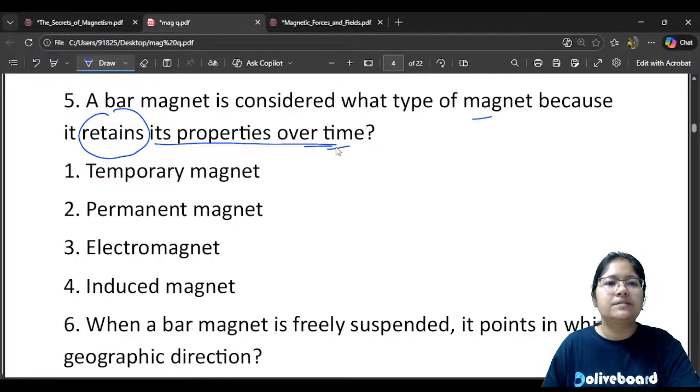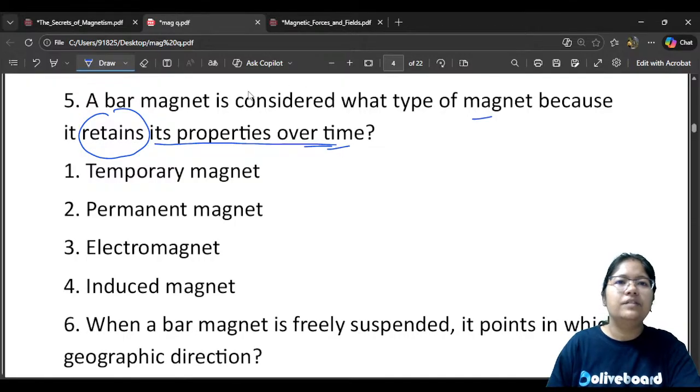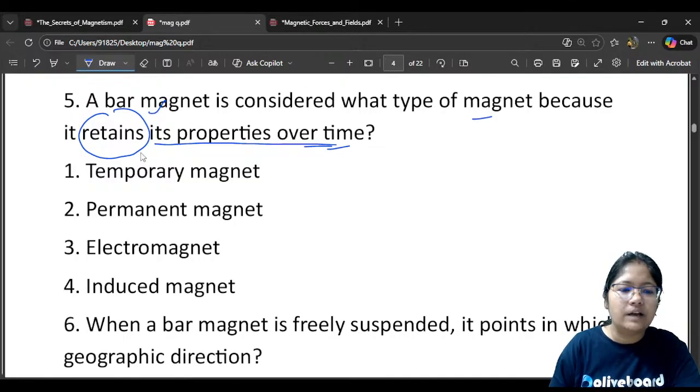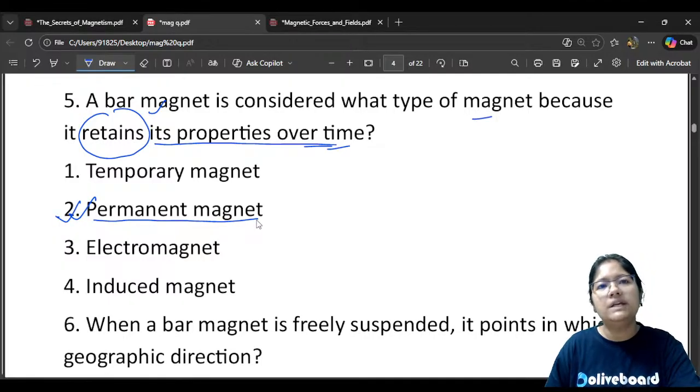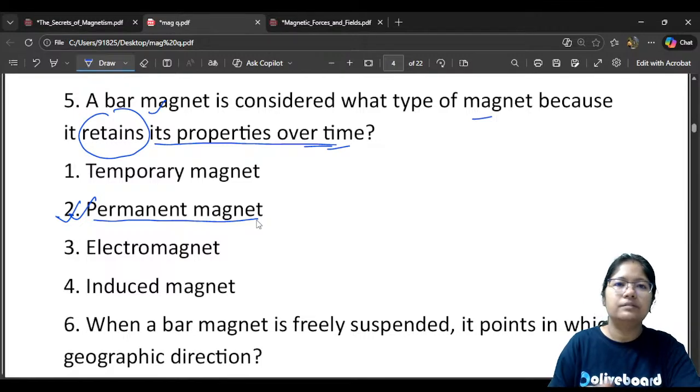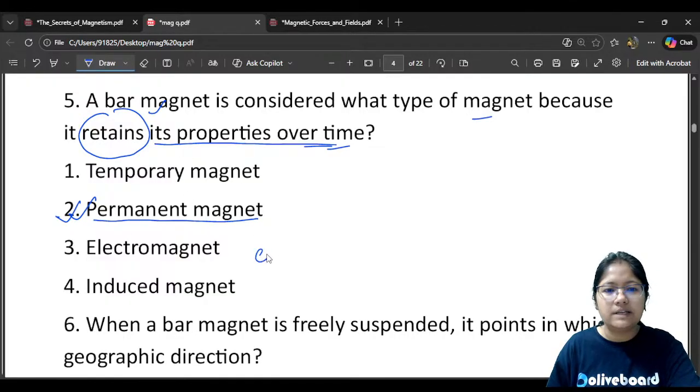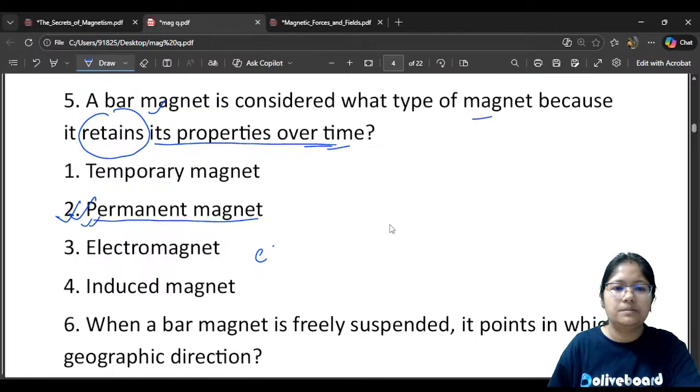Rest everybody has given the correct answer. If it is retaining its property over a long period of time, we will call it a permanent magnet. If it is losing its property when the cause is removed, say the electricity is removed, whatever cause was behind it, then it will be a temporary magnet. If the cause is electricity, it will be an electromagnet. So here it is a permanent magnet.